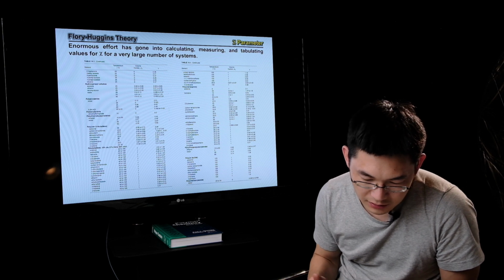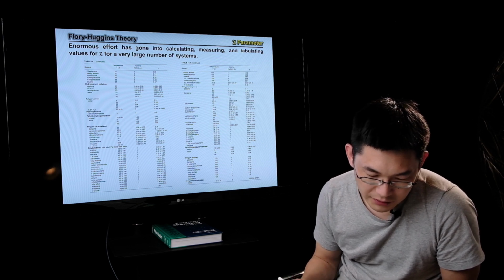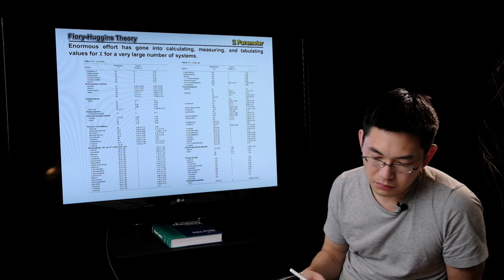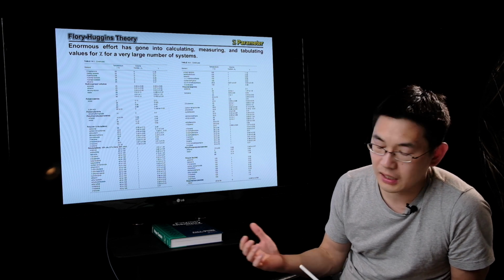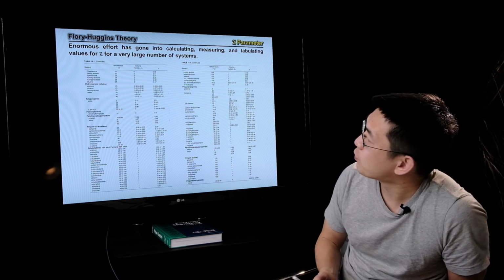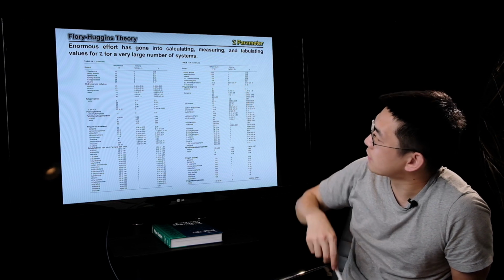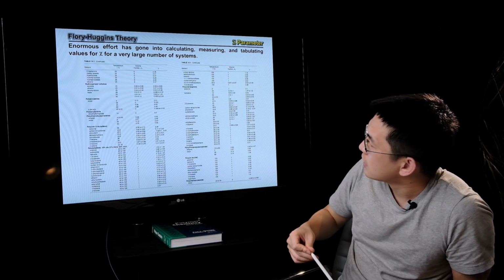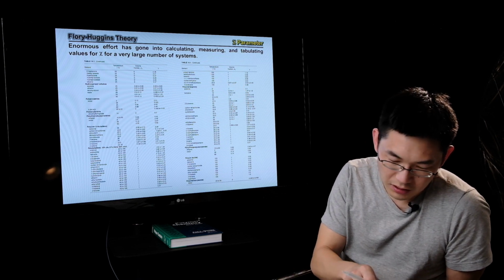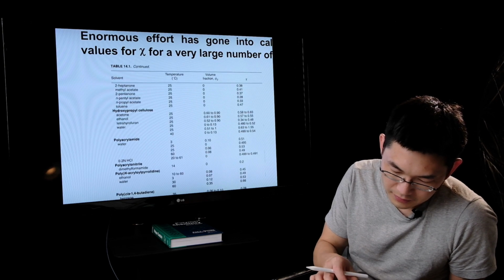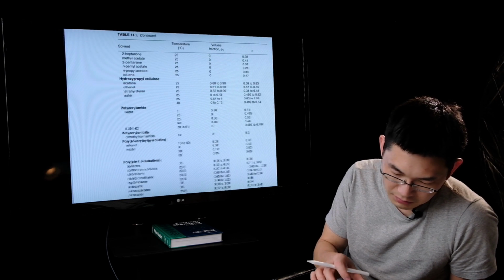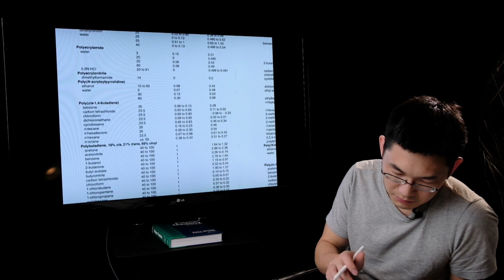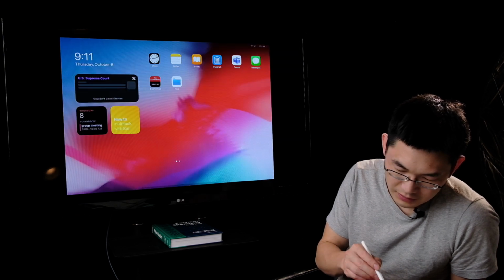So here is an example where all the chi values are predicted. There's enormous effort that has gone into the calculation, measuring, and prediction of different chi values between different solvents and polymers. So you can look at what is shown here. I'll give you some examples. It will tell you first what the polymer is and what the solvent is.